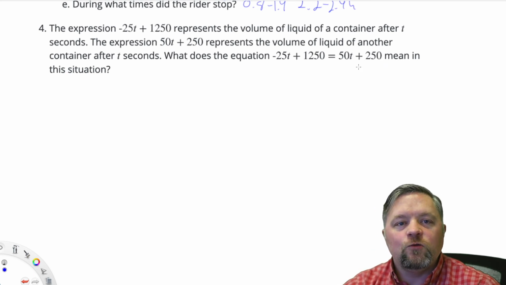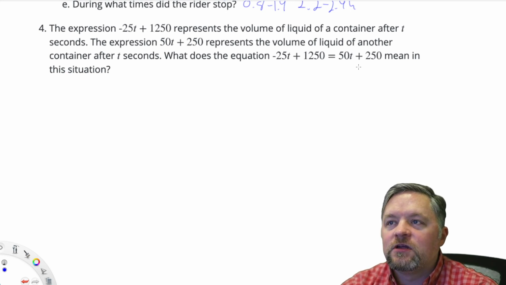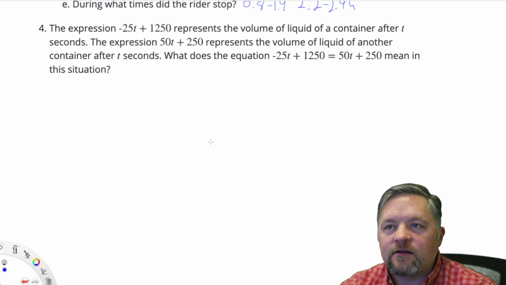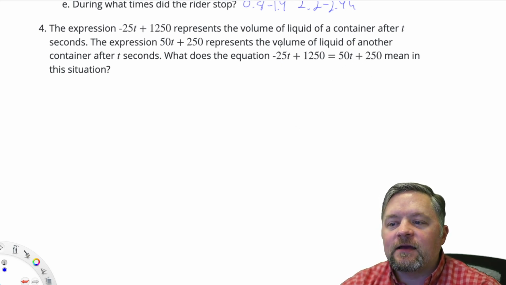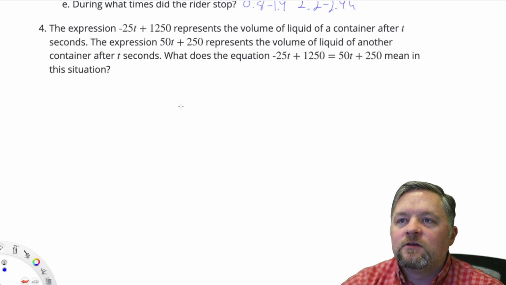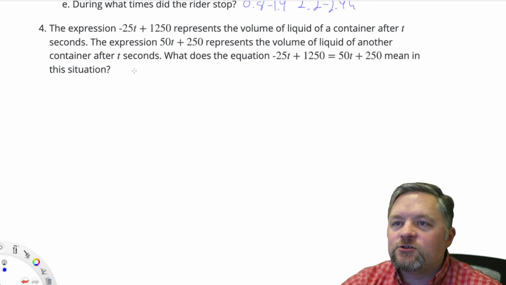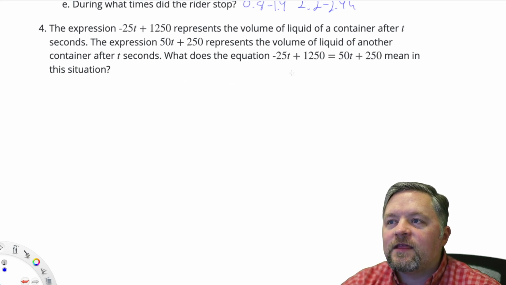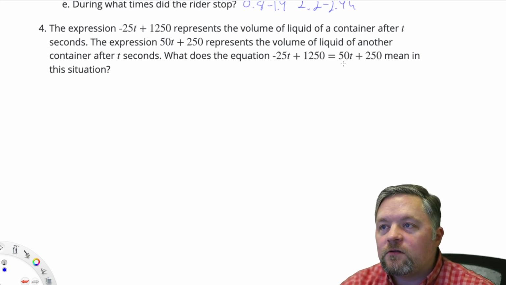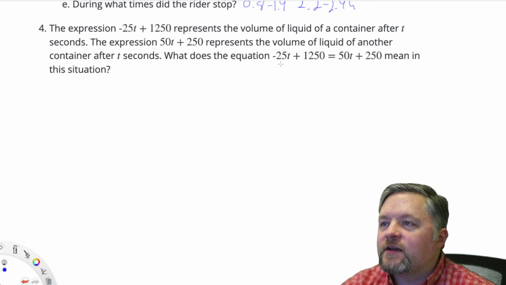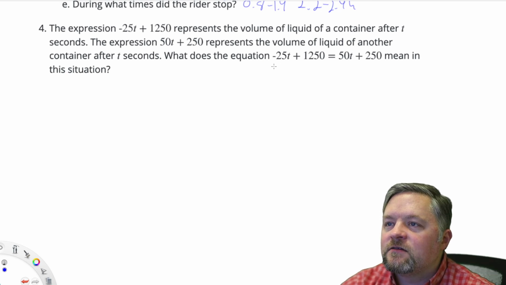So we have two equations that both talk about how much liquid is in a container. This equation is setting them equal to each other. So what does that mean in this situation? That means when they have the same amount, when the volume in both of them is equal. Now let's try and quickly find out exactly when that is.